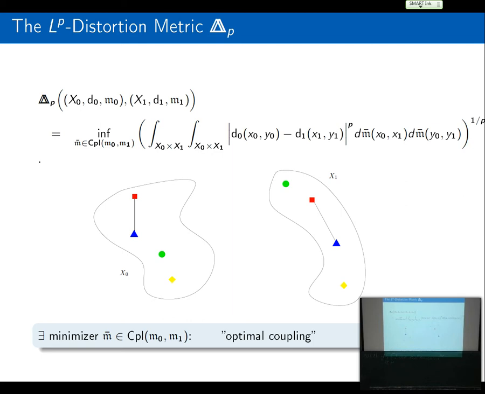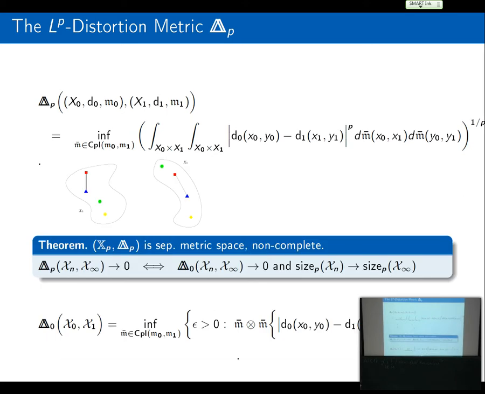So you take the best coupling, and it turns out indeed there exists a best coupling. You always have an optimal coupling. This would not be the case if you asked for bijections or whatever kind of epsilon isometries. And it turns out that with this distance, the space of metric measure spaces is a separable metric space. It also turns out that this is not a complete space. So this will be a question which we address later: what is the completion of this?